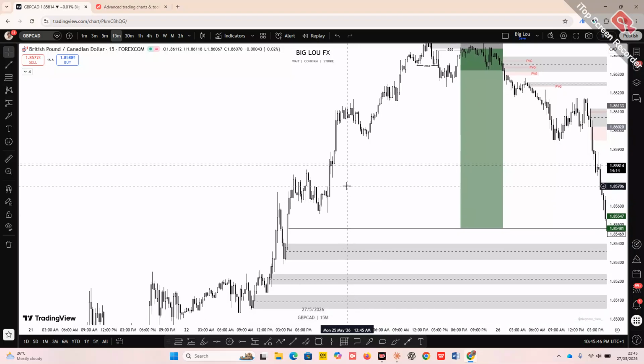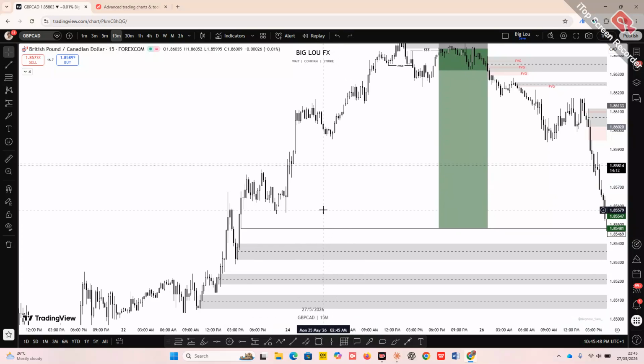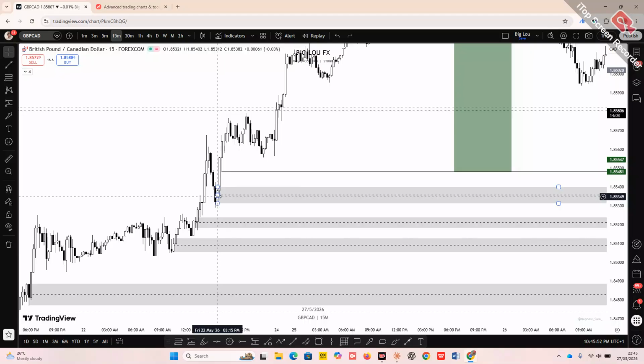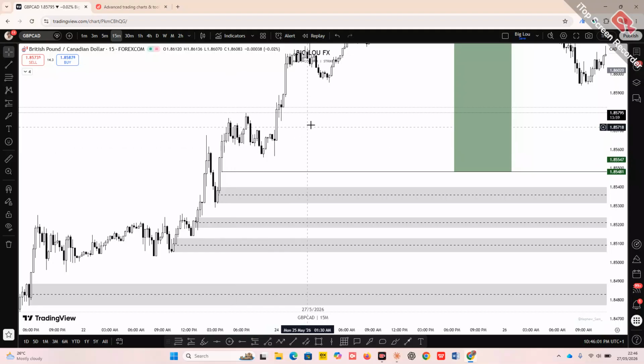You understand? It broke structure. Number one, it's going to break structure. Number two, it's going to have an obvious impulse move. This candle fits that. This was the demand zone that broke this structural high. And look at this obvious impulsive push.